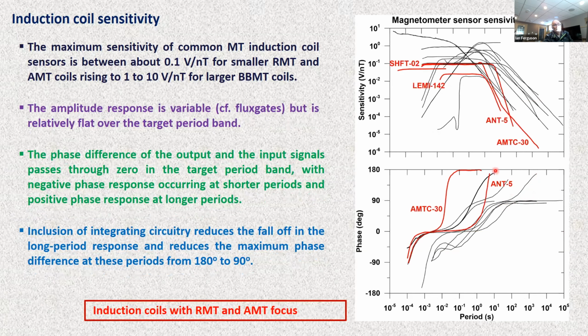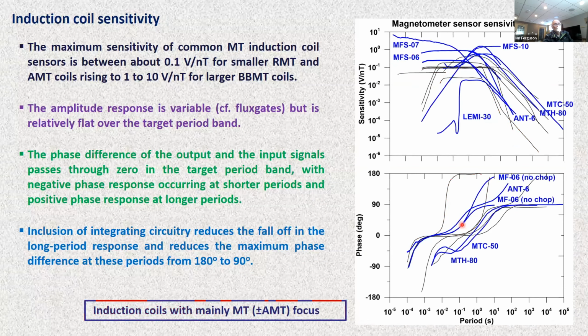So here I've just highlighted those coils that have an AMT focus. And of course, they tend to be flatter, with flatter responses for the period range from about 10 to the -4 through to around 1 second. And the phase passes through 0 in that same period band. These are some coils with an MT focus. And we see great diversity here, but in general, the peak response is occurring around about 10 to the 0, or 1 second period. Some of the MT coils provide excellent responses moving into the AMT range. Others of the MT coils provide more of an LMT response as we move out to longer periods.